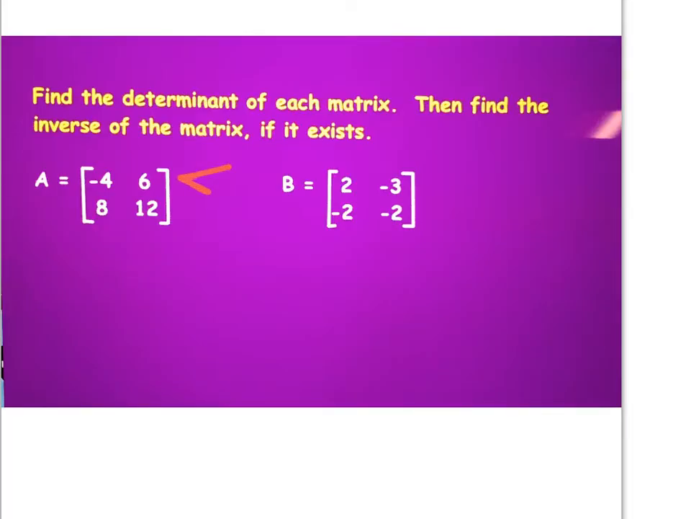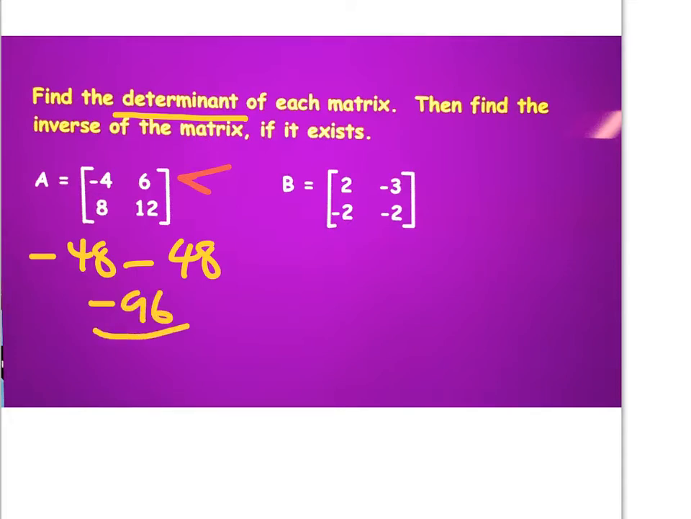This one right here. Find the inverse if you can. First of all, it says find the determinant. The determinant of a 2 by 2, all you do is you multiply the two diagonals. You multiply this way, you multiply that way, then you subtract. So if I multiply the first way, you get negative 48. Multiply the other way, you get 48. If you do negative 48 minus 48, which you always subtract, you get negative 96. That number right there, that is the determinant. So that's the first answer.